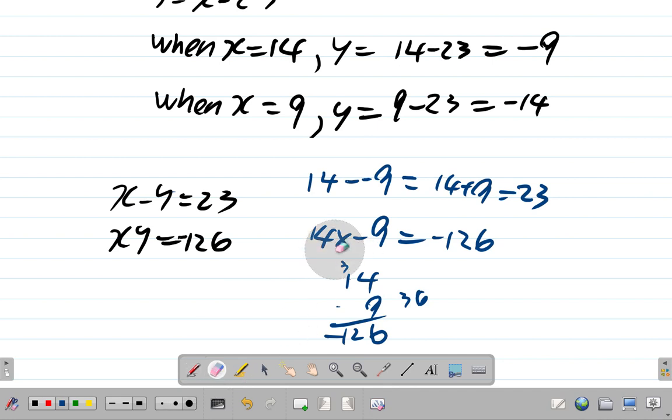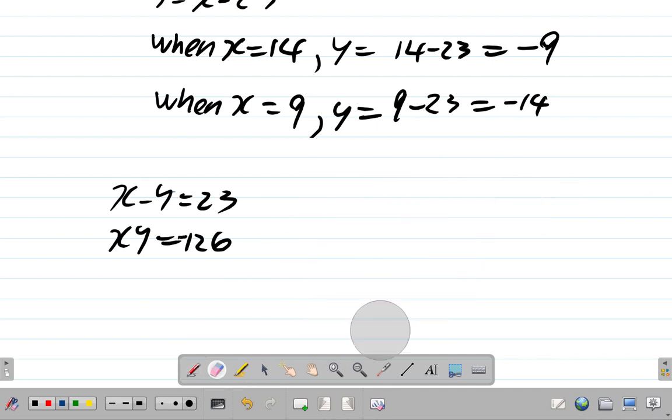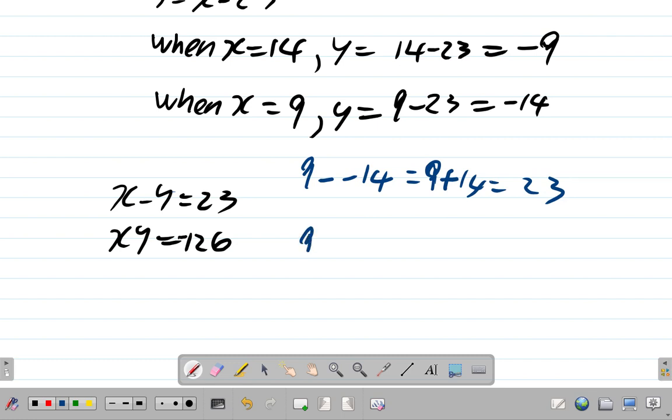Let's try them out for 9 and negative 14. So when x is 9, 9 minus negative 14 is the same as 9 plus 14. That gives you 23, yes? And then 9 times negative 14 gives you, well, it would be the same, negative 126. So they both work, right?